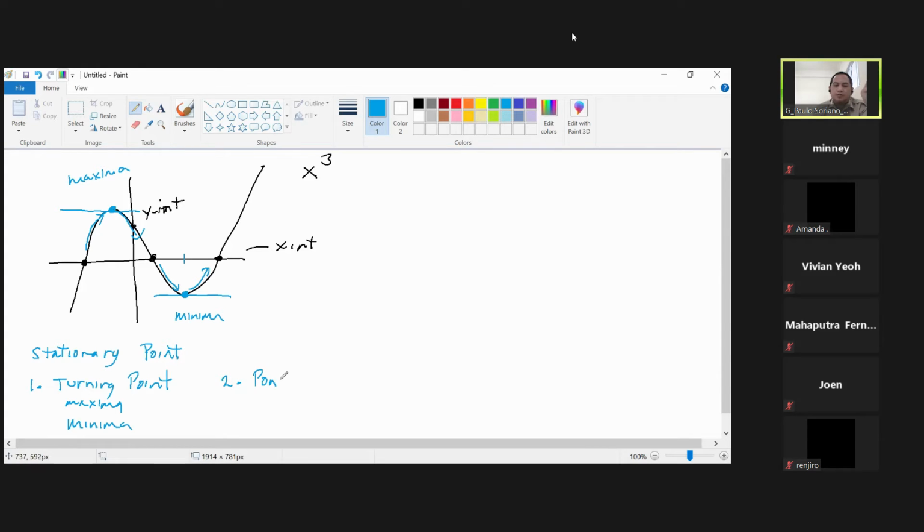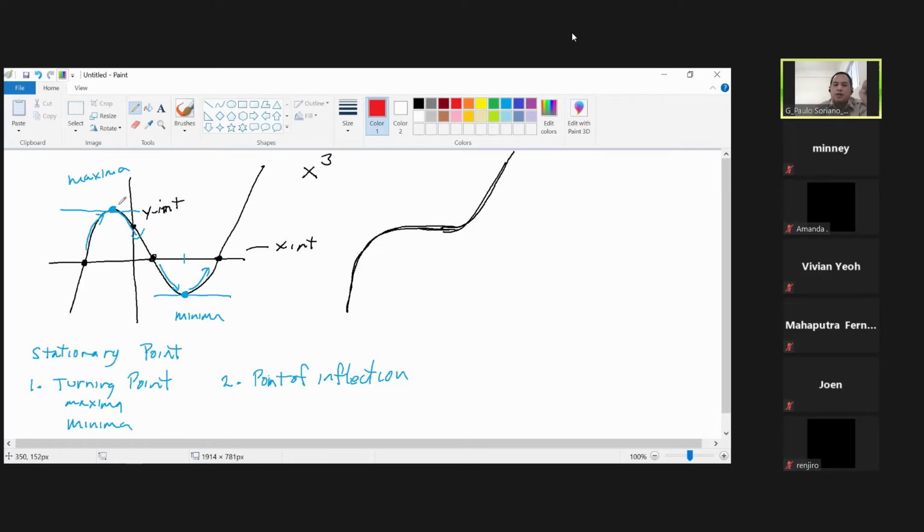However, there's another type of turning point, and this turning point is now called a point of inflection. Okay? There are times wherein the graph looks something like this. Wherein it becomes steady enough, but then continue going up. Okay, so there's a pause.